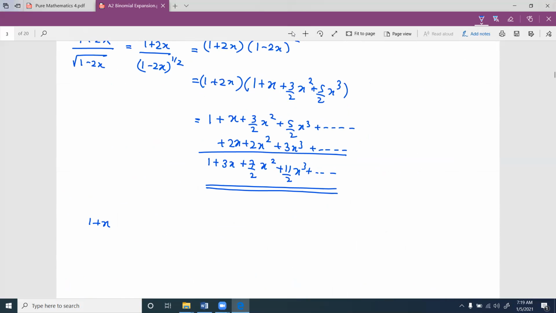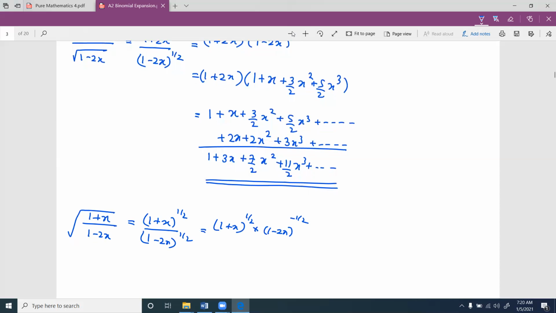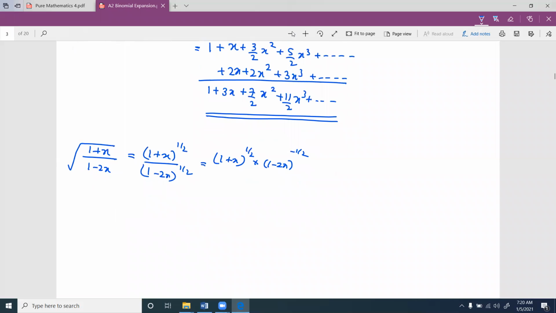The square root of 1 plus x over 1 minus 2x. This one you can say is 1 plus x to the power half divided by 1 minus 2x to the power half. So this turns up to 1 plus x to the power half into 1 minus 2x to the power minus half. Right? Then what you need to do is expand these two terms separately.